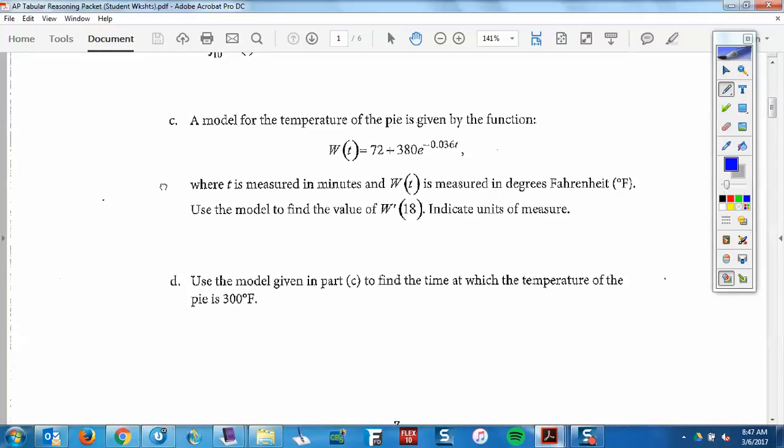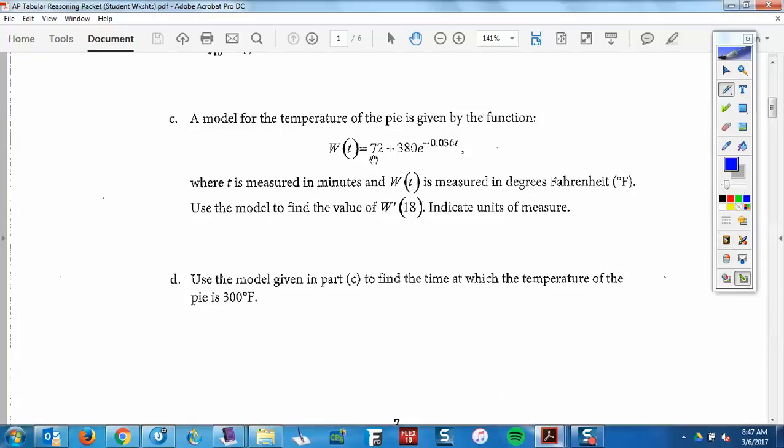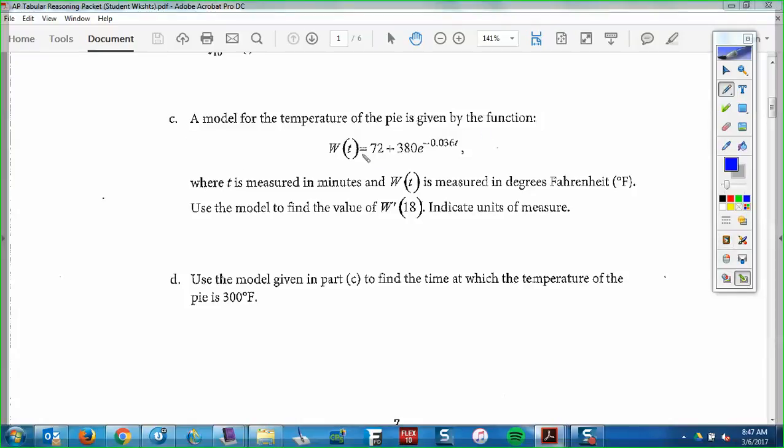Okay. So now some of this may be easier now that we just talked about some of this, but it says a model for the temperature is given by this, where T is in minutes and W is measured in degrees. Use the model to find the value of W prime of 18. W prime means a derivative, right? It says use the model, which means this, that's just a mathematical model. And then indicate units of measure. So when it says use the model, they're just saying use this equation.